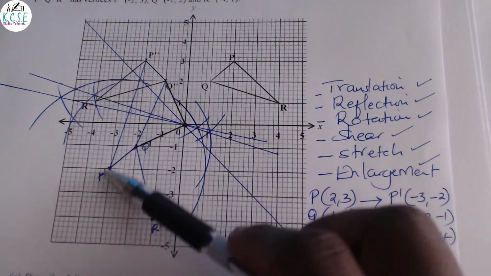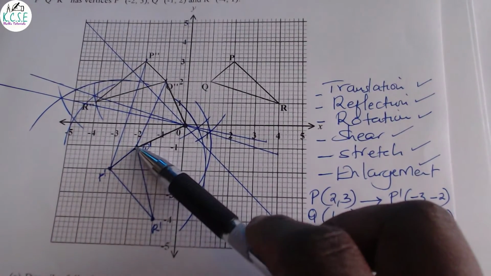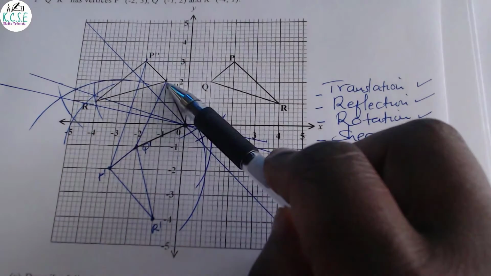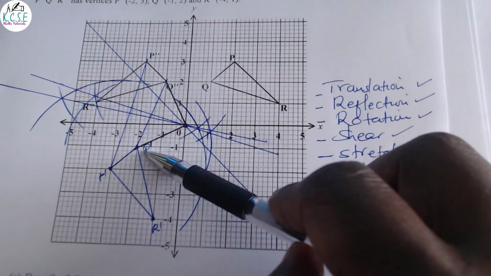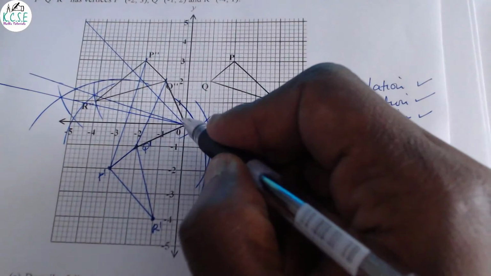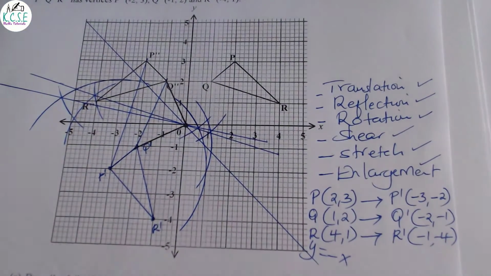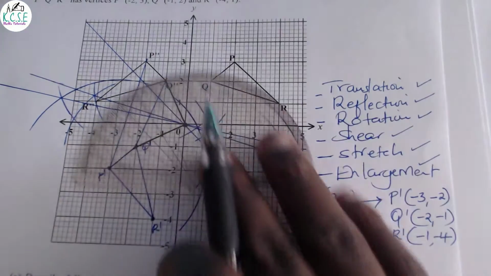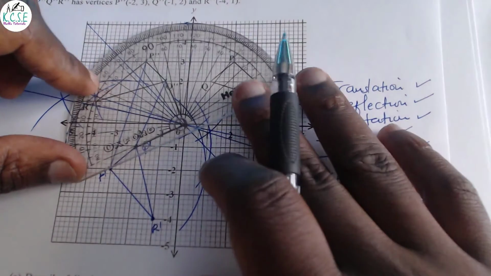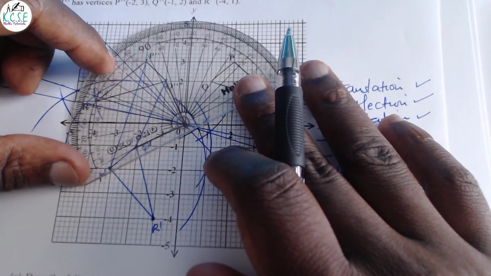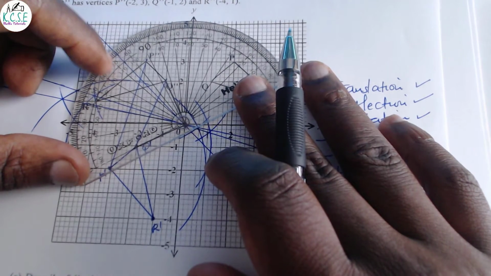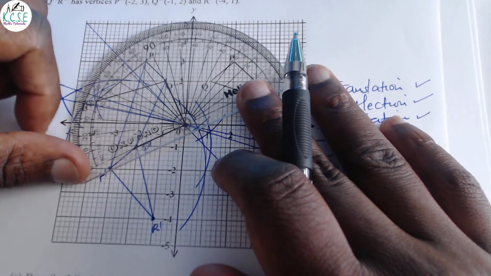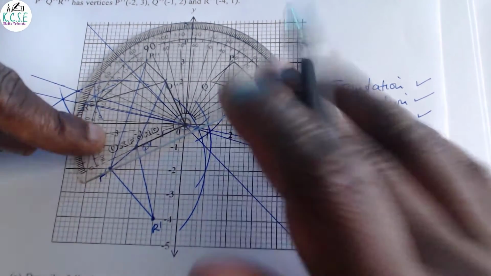Take any object point. I've taken Q prime, join it to the center of rotation, then from the center of rotation to its image point, Q double prime. This angle at the center is what gives the angle of rotation, and you're measuring the angle from this line. This is how you place your protractor. You measure the angle from the object, and you will notice that this gives exactly 90 degrees.